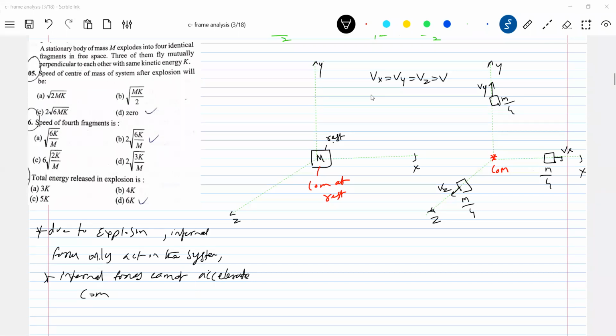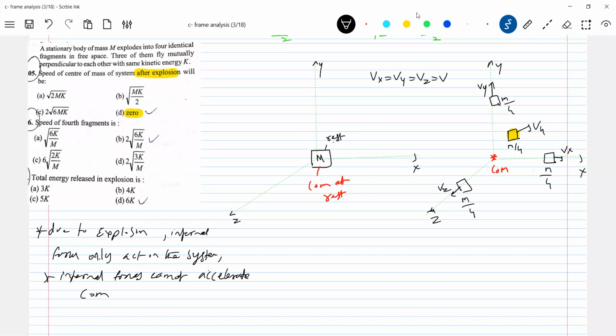One more fragment we have to trace out. So definitely there is one more fragment here, in the rough diagram. I don't know the velocity of the fourth fragment, I'll write V4. It should move somewhere in space. So, this idea: internal forces cannot accelerate the center of mass, so it will retain its inertia of rest. Therefore, the speed of the center of mass of the system after explosion should be 0.